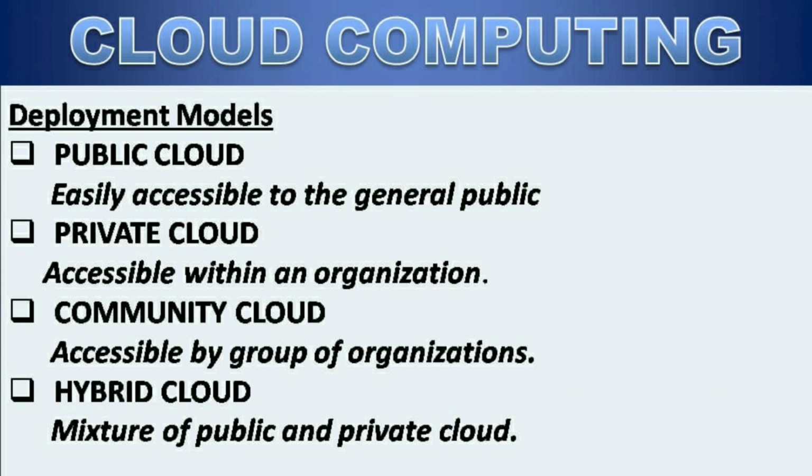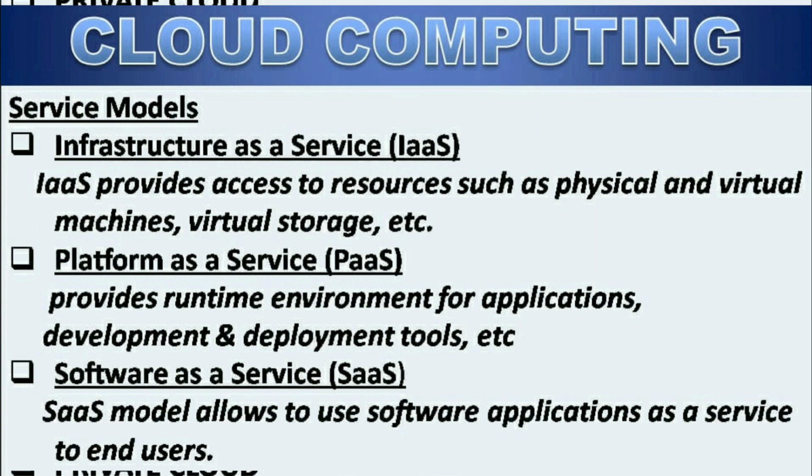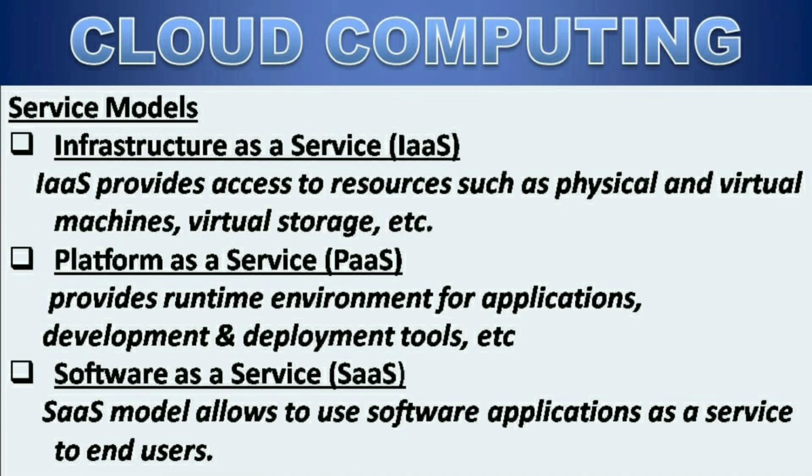Next one is very important, that is the service model. That is IaaS, PaaS, and SaaS. You can understand IaaS full form is infrastructure as a service. PaaS is platform as a service. SaaS is software as a service.